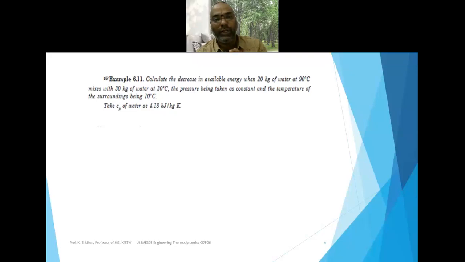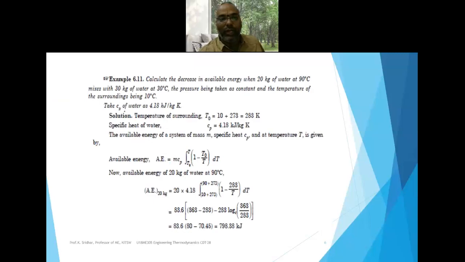Here it is mentioned that the pressure is taken as constant, so it is a constant pressure process, and the temperature of the surroundings is 10 degrees centigrade. So that is T naught, given as 10 degrees centigrade. And we know that the Cp of water is equivalent to 4.18 kilojoules per kg Kelvin. For any problem, first of all, you have to write down the given data. And I already told you that you always have to convert Celsius into absolute temperature, Kelvin. Then you find the available energy, because we are asked to calculate it.